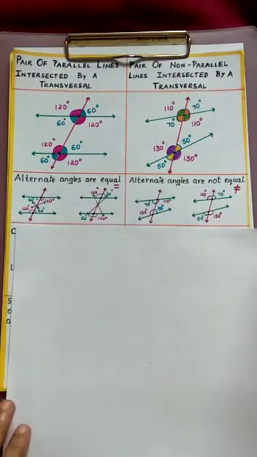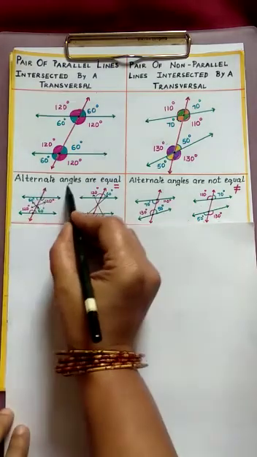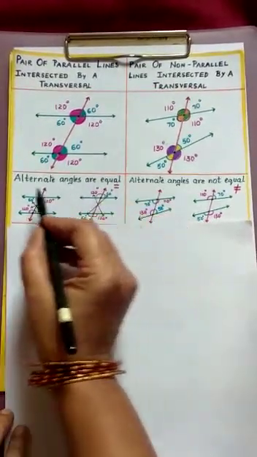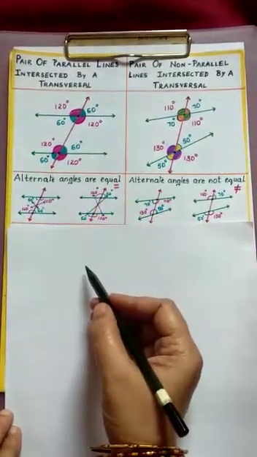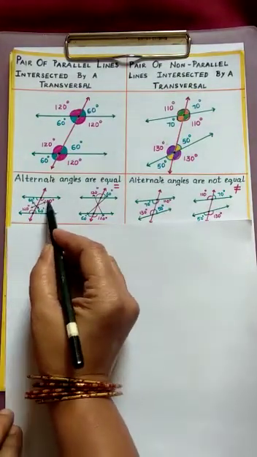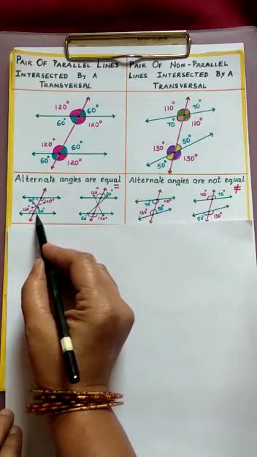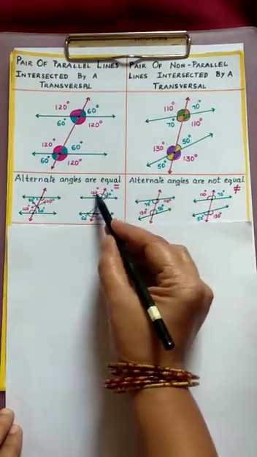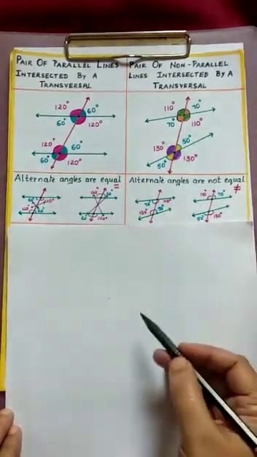The first property is alternate angles are equal. What do you mean by alternate angles? A pair of angles that lie on either side of the transversal. So we have two pairs of alternate interior angles and two pairs of alternate exterior angles.